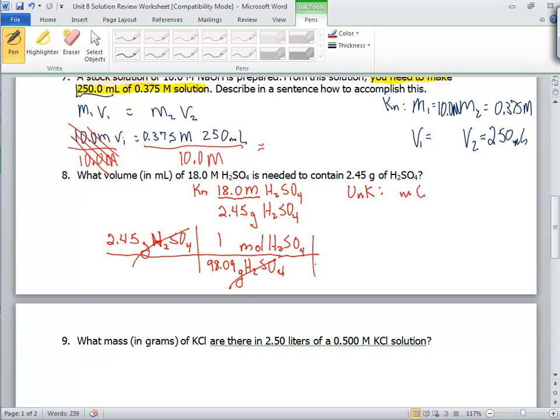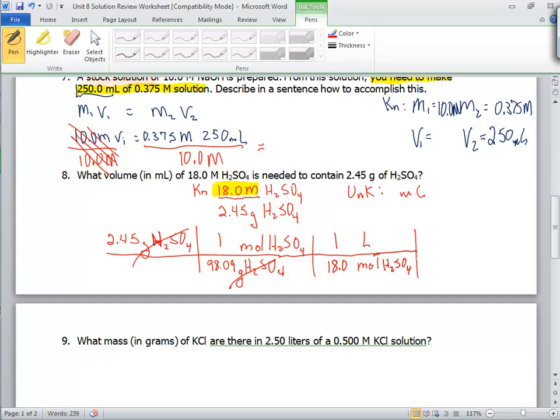So in my puzzle, I'm trying to come out with milliliters, but I have a relationship between moles and liters, I have this relationship right up here with 18 moles per liter, right? So that means 18.0 moles of H2SO4 for every 1 liter of solution.